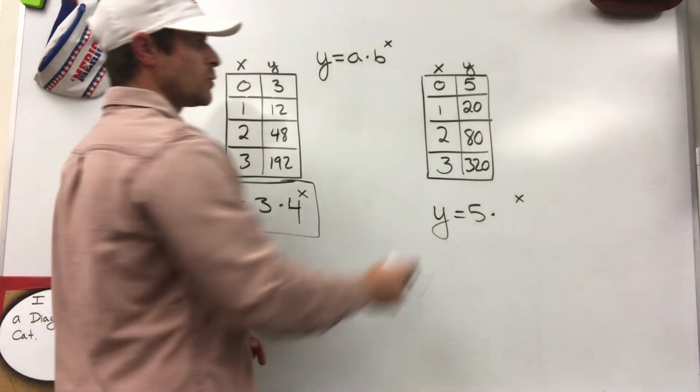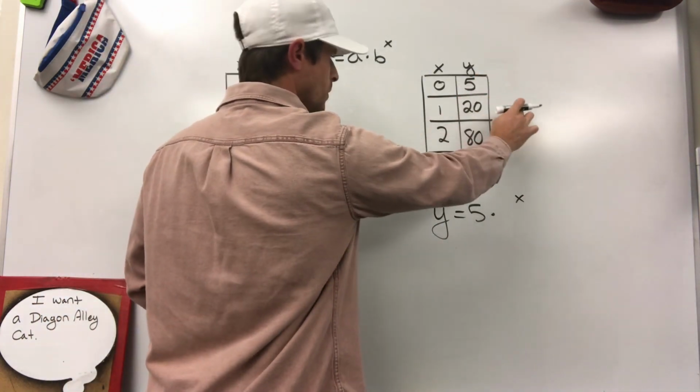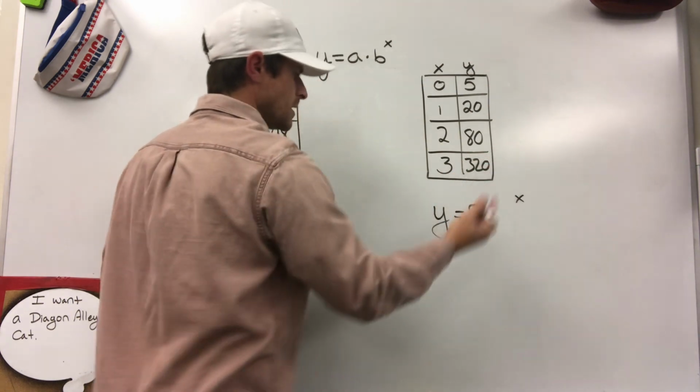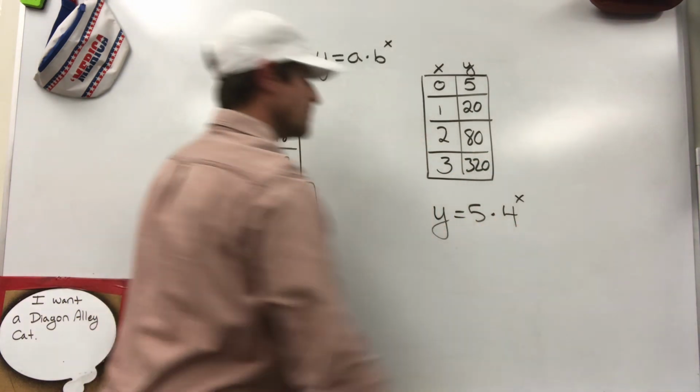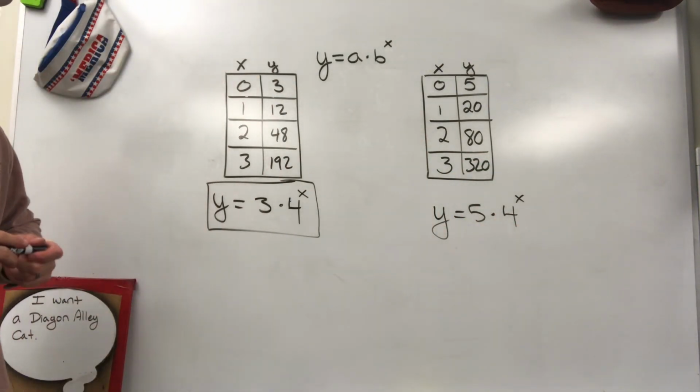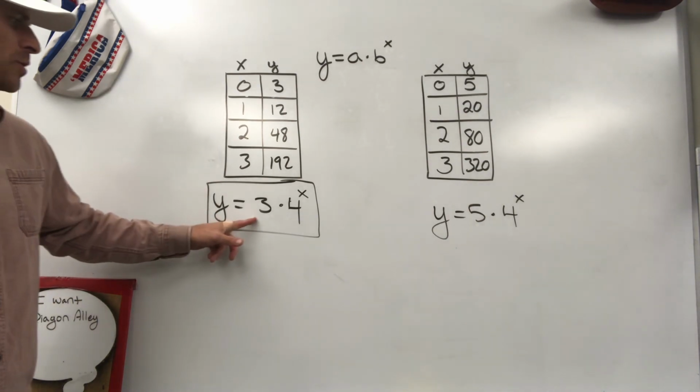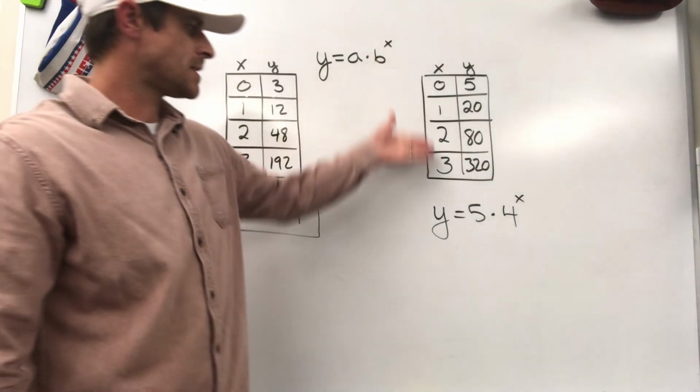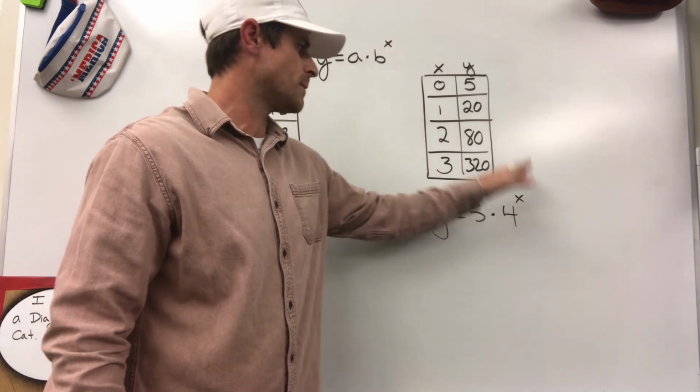5 times what makes 20? 4. 20 times 4 makes 80. 80 times 4 makes 320. So 4 is also going to be the b in this problem here. So your two equations for this table here, y equals 3 times 4 to the power of x. For this table here, y equals 5 times 4 to the power of x.